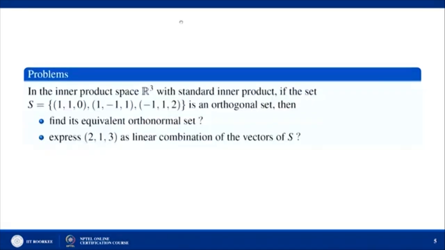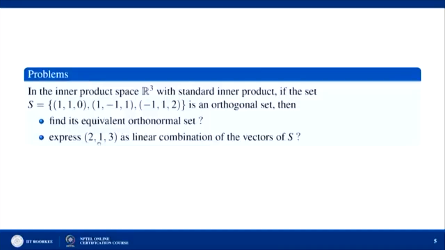So here you can see that because this is an orthogonal set and all vectors are linearly independent, this will be a basis of R3. Any three linearly independent vectors of R3 will be a basis of R3. So this is a basis of R3, which means this (2, 1, 3) will belong to the span of these three vectors V1, V2 and V3.